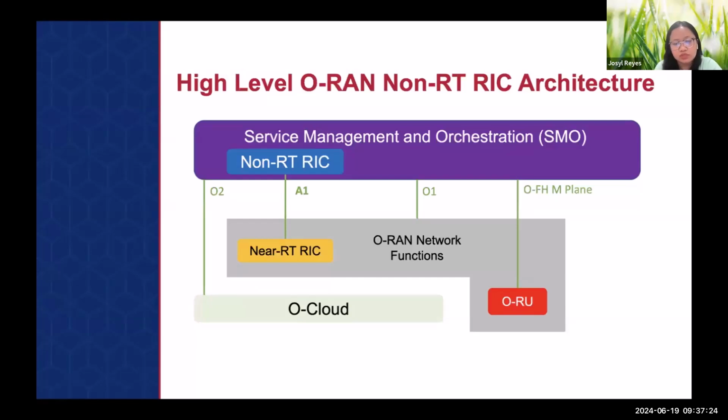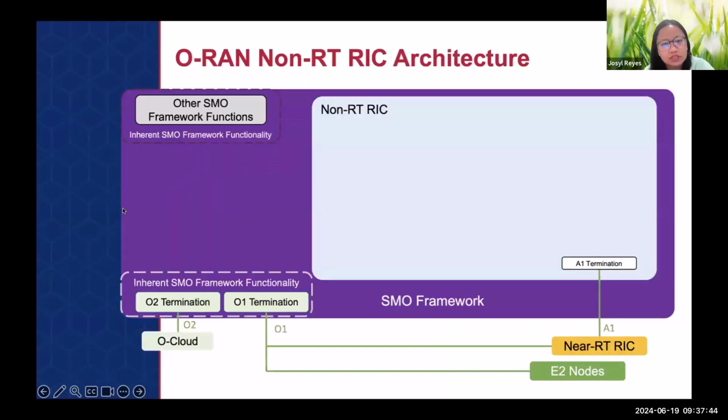Pero kung titignan nyo, very similar naman siya sa kanina. Purple, si SMO, tapos blue, si non-real-time RIC, yellow, yung near real-time RIC. The two are connected by A1 interface. So just remember this, no? High-level O-RAN architecture. And if we go to the next slide, yan, dun na mas maraming details. Hindi pa lang pinapakita lahat, no? Pero as you can see, we still have the SMO framework. And then we have the non-real-time RIC here.